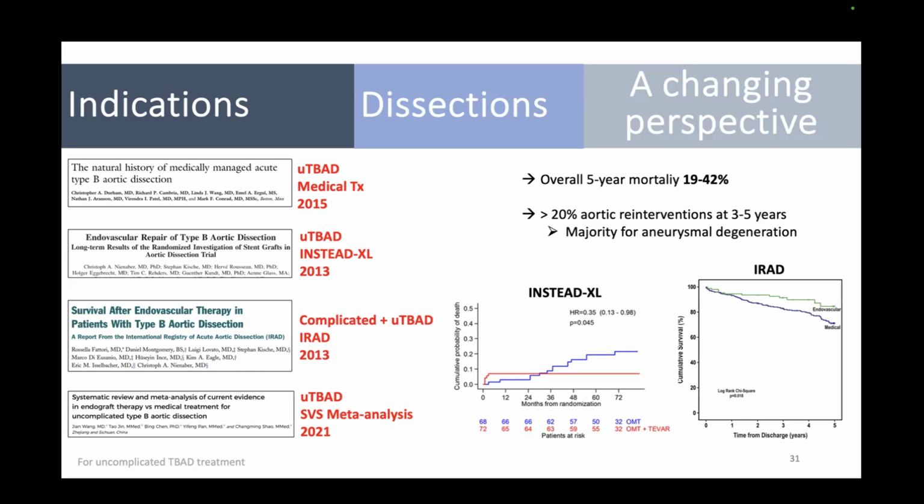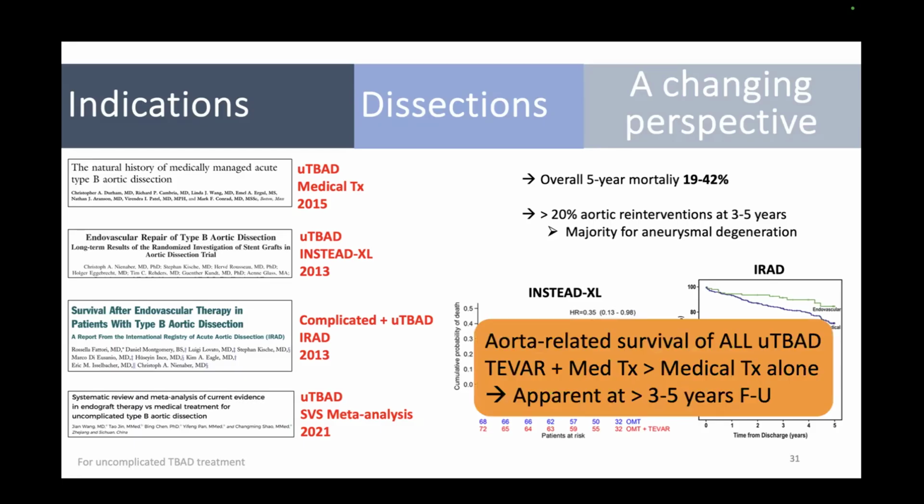The most telling survival curves are from INSTEAD-XL, a prospective trial, and the IRAD registry, where you can see that there seems to be a benefit of TEVAR in uncomplicated type B dissection compared to medical treatment. And this survival benefit seems to be more apparent after 1 to 3 years of follow-up. The aorta-related survival, specifically of all uncomplicated TBAD treated with TEVAR versus just medical therapy, was also apparent and significant at 3 to 5 years of follow-up. So it's not necessarily as benign as we think.